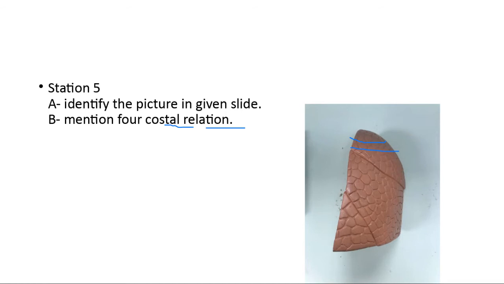Doctor, costal means ribs or what? Yes, costal surface, it is the ribs and spaces, like the intercostal space, ribs, intercostal muscles. Okay, so it's clear now.